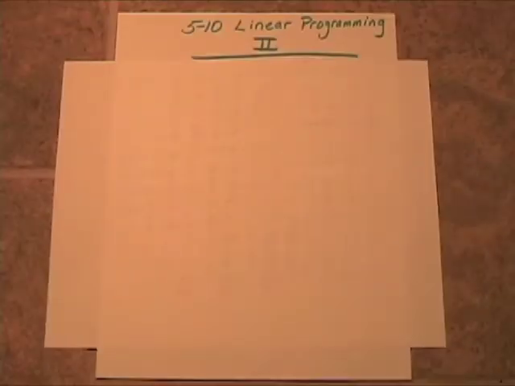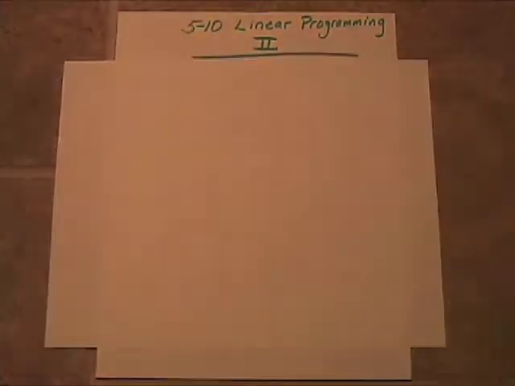Lesson 510, Linear Programming 2. Now, most of the time in real life, you don't have the system already. You just have a bunch of parameters set out, some information given to you, and you have to build the system from the information given to you. Let's take a look at an example.